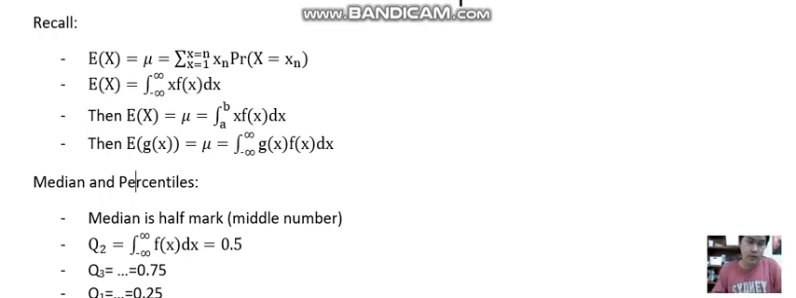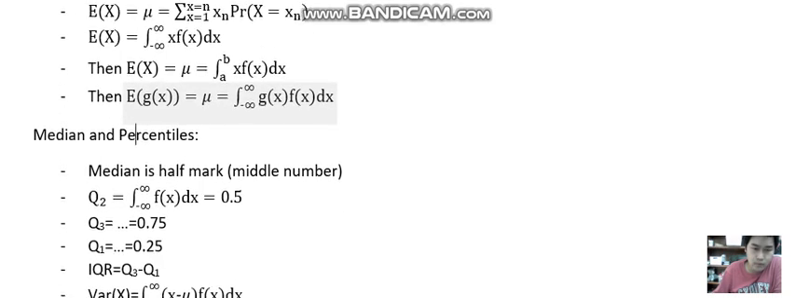It's the integral from negative infinity to positive infinity of f of x dx equals 0.5. So you keep adding the rectangles until the area of the probability density function becomes 0.5. Q3, the third quartile, is the same thing but equals 0.75. Q1, the first quartile, is the lowest 25%, and Q3 is the upper 25%. So Q3 and above is the upper 25%, and Q1 and below is the lower 25%. Q1 equals 0.25. This is the same formula but equal to a different number.